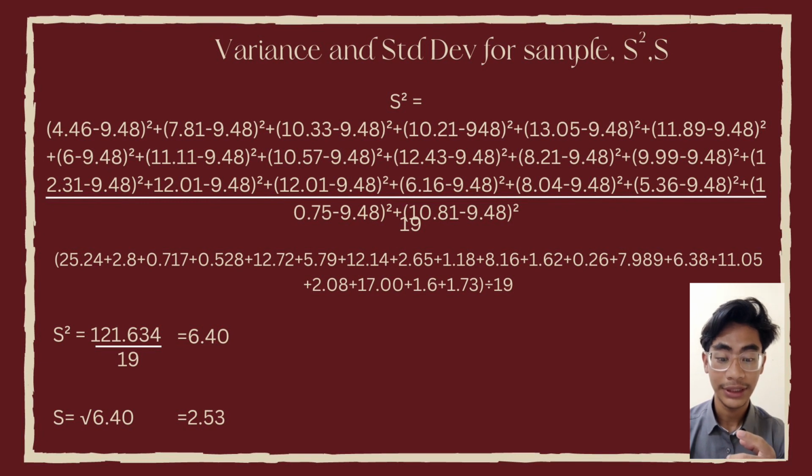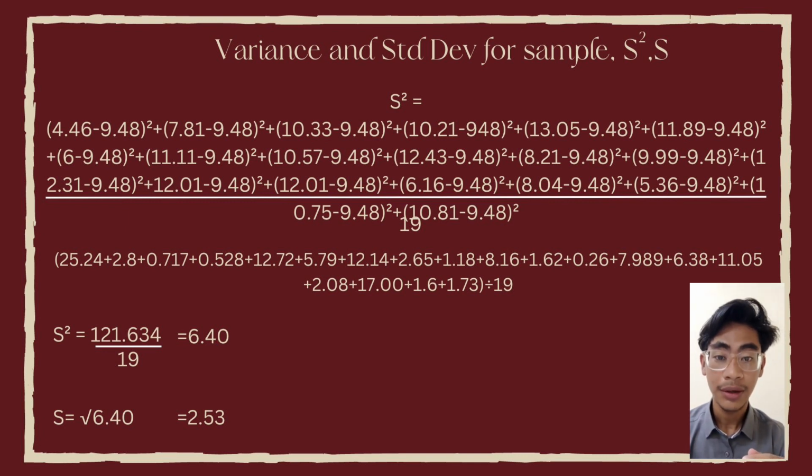Then let's go to the variance and standard deviation. To calculate variance, we need to use the mean X bar that we got just now. After that, just use the formula and calculate it carefully to avoid some silly mistake when we insert it into the calculator. After we insert all the data given, we got 121.634 divided by 19, and the answer is 6.40.